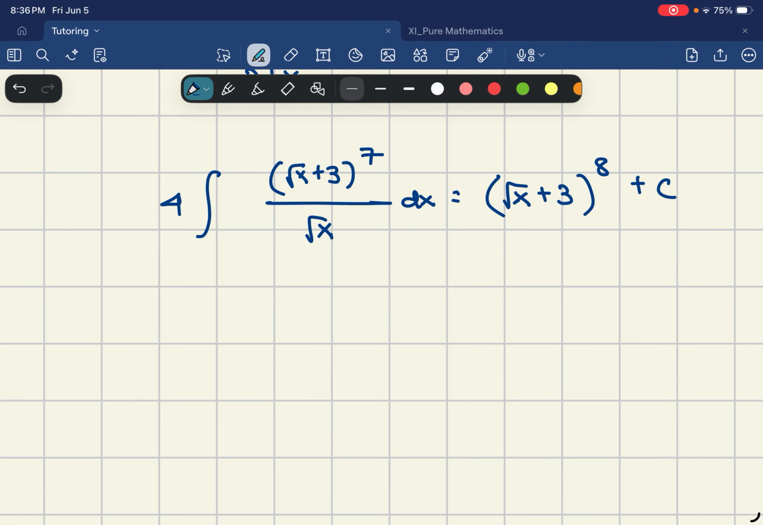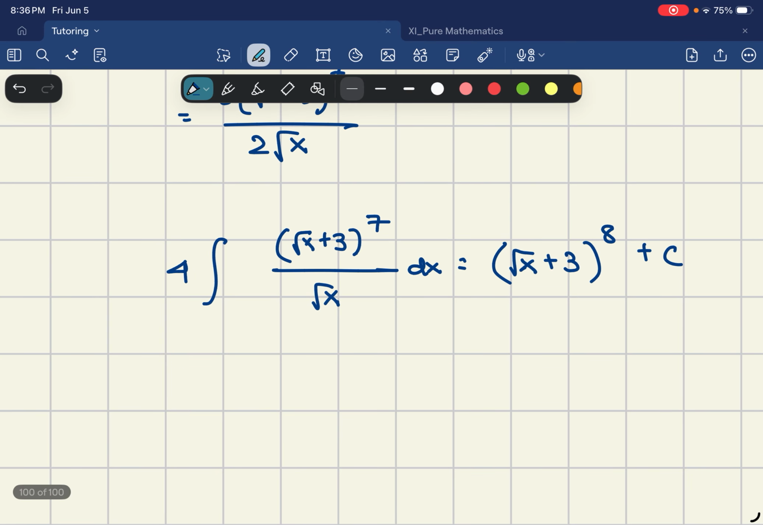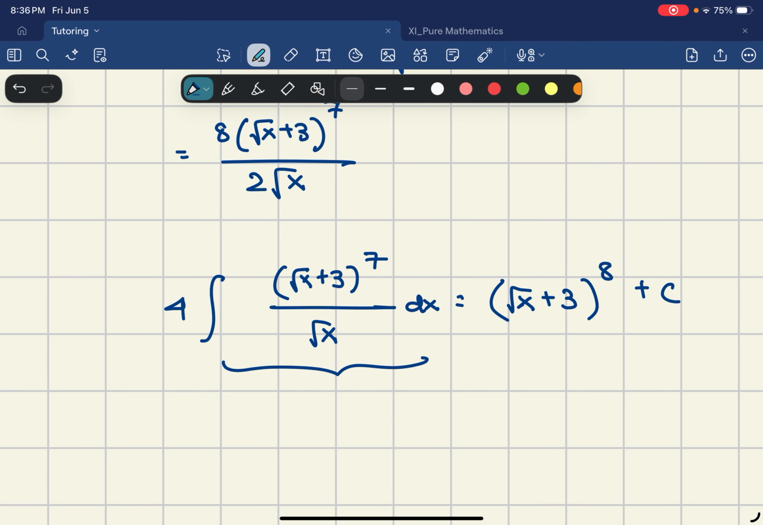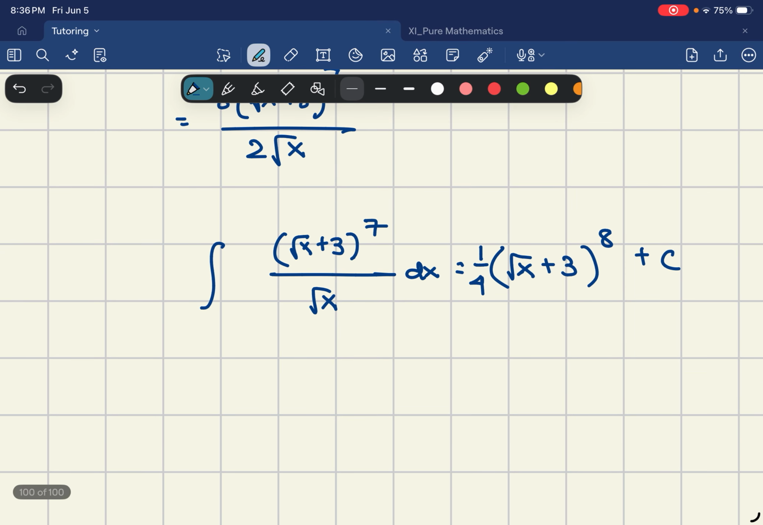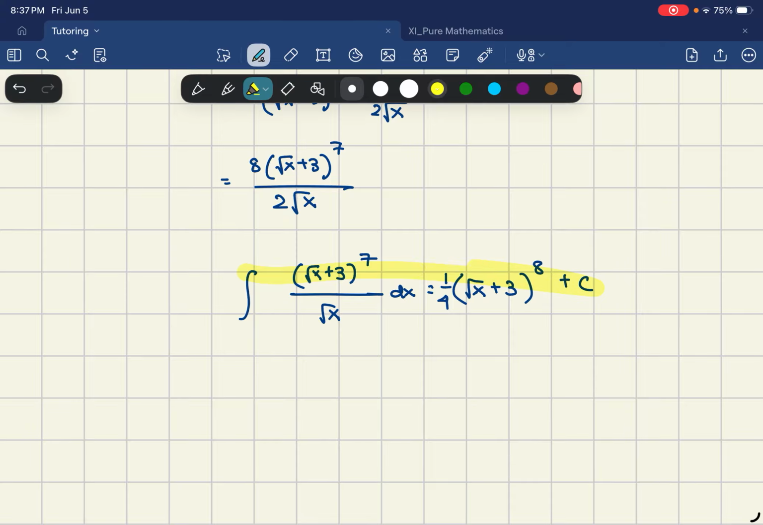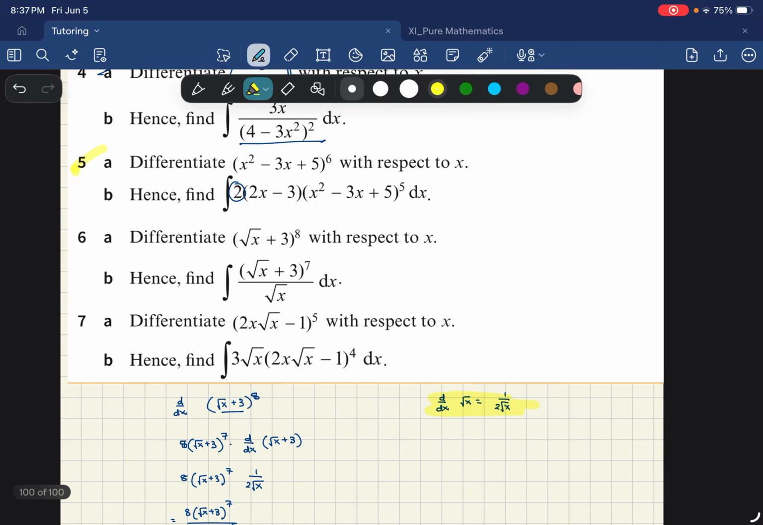And basically, the question asks me to find what happens if you integrate just this part. Well, you just divide by 4, because I know what 4 times the integral is. And if you divide by 4, you are going to get this expression, and that is your answer. It's going to be 1 over 4 times (square root of x plus 3) to the power 8 plus c. That is it. So fairly simple, but it might be slightly tricky.